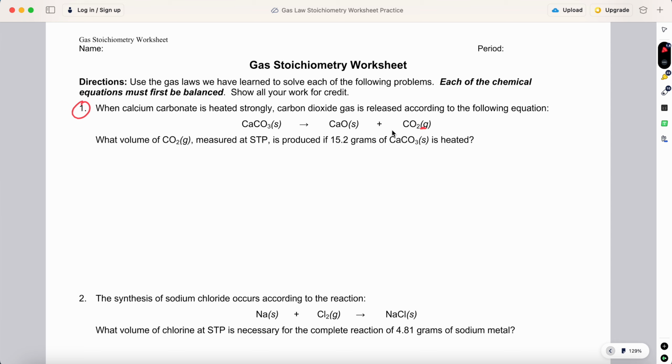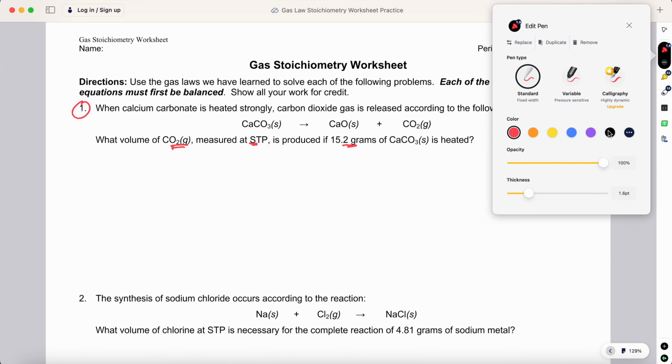So the question here is what volume of CO2, what volume of the gas measured at STP, standard temperature and pressure, is produced if there is 15.2 grams of calcium carbonate, when 15.2 grams of calcium carbonate in solid is heated. So this is clearly an STP problem.